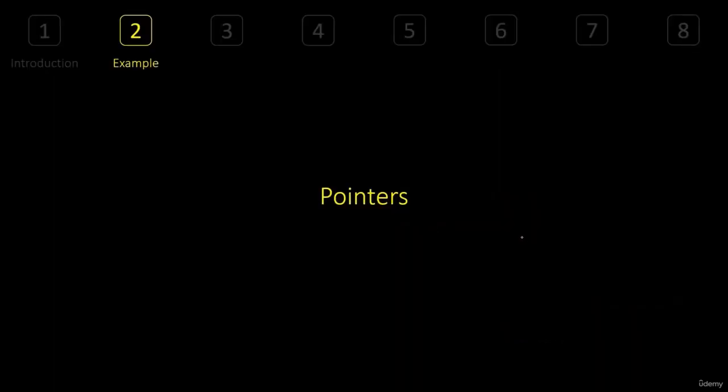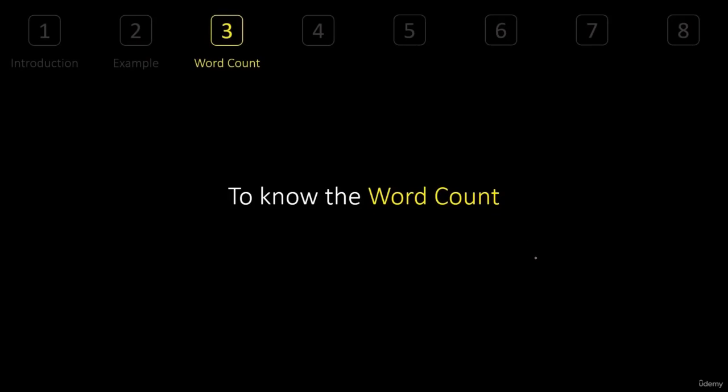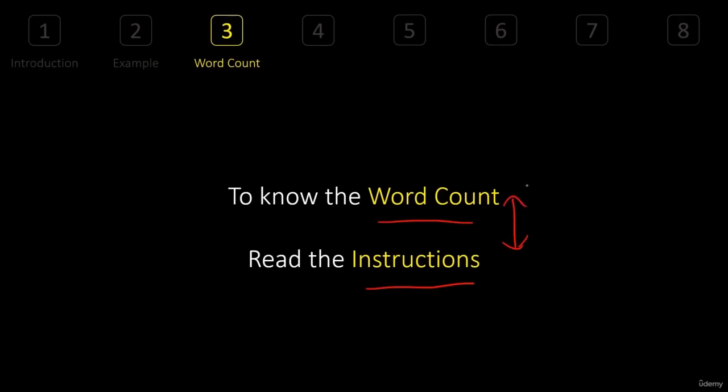Now, pointers are the hints. And the first one is word count. Now, what is this word count? It's important when it is a blank type question, where we have a blank, that you know how many words you have to provide as the answer. So to know the word count, read the instructions. They are all connected. Every time it's the same thing.